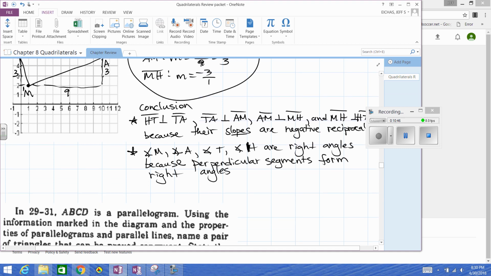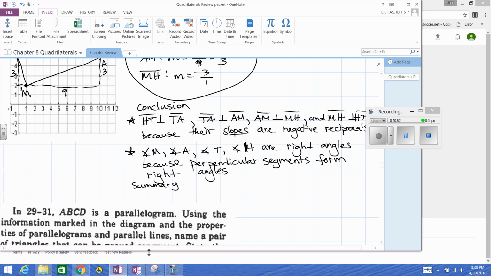Okay, now summary. Okay, MATH is a rectangle because it has 4 right angles. All right, that'll be it for this video, and hopefully we can finish on the next.